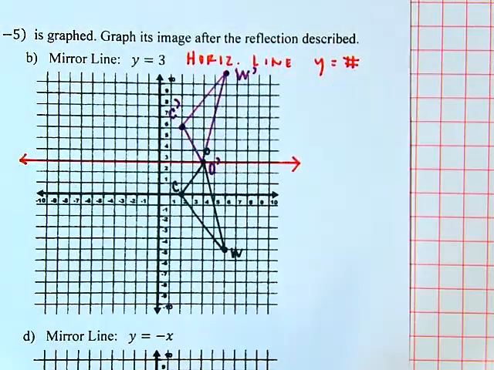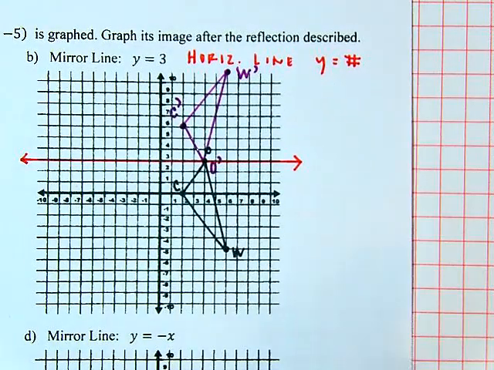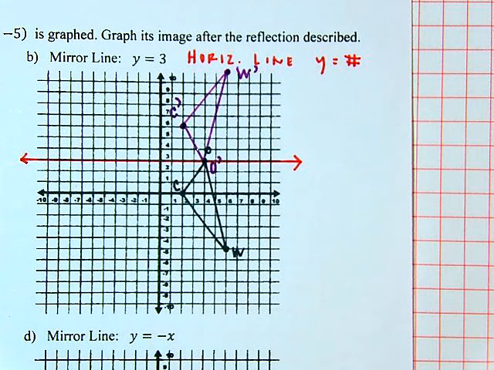And then here is my resulting figure. So a perfect reflection across my mirror line at y equals 3. So again, my figure should be perfectly congruent to the first. We've just reflected across that mirror line.